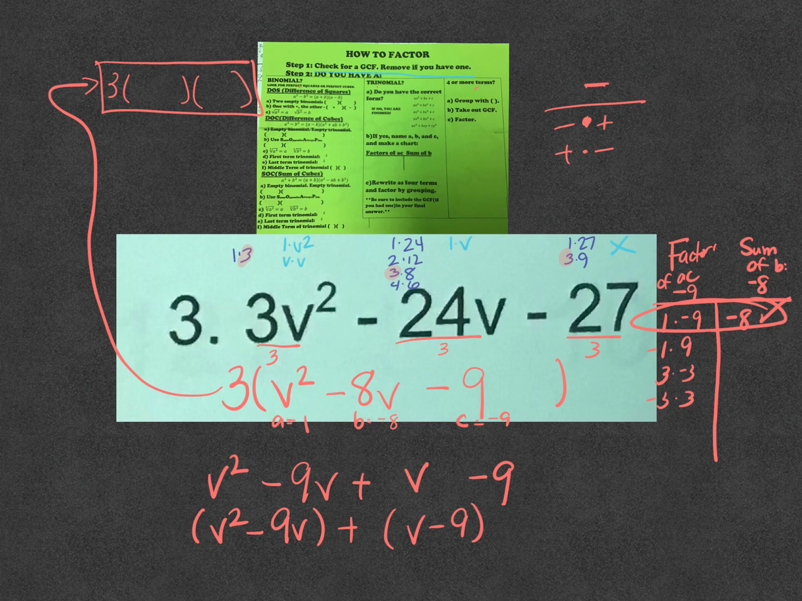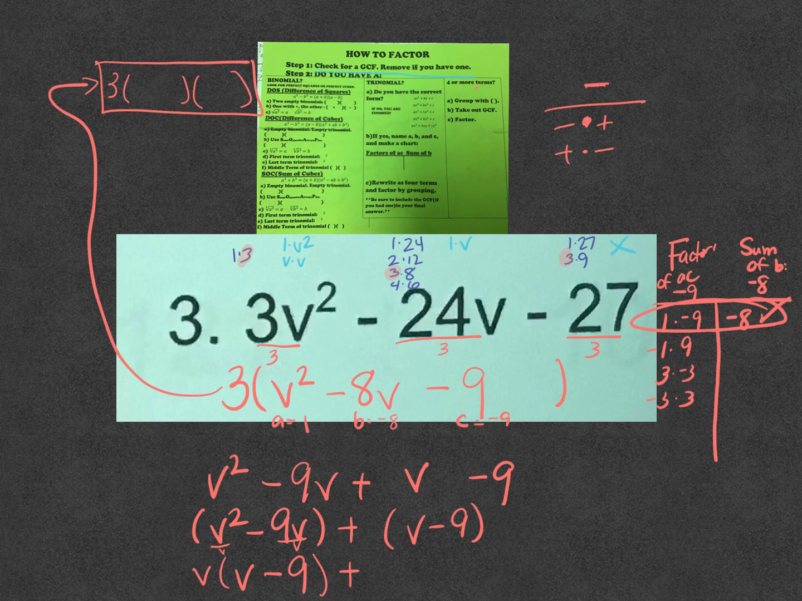Looking at my first group, what do these have in common? Numerically, this is 1, and this is 9. So the only thing they have in common is 1. Variably, they both have v. So v is my greatest common factor. I'm going to divide by v. V squared divided by v is v. Negative 9v divided by v is negative 9. Bring down my plus sign.